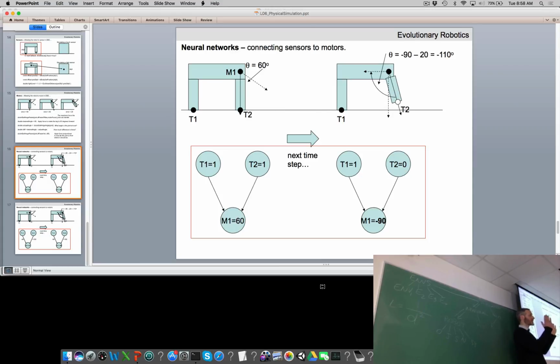Remember, the motor neurons range between -1 and +1. I'm just expanding it here over the actual range of the joint. What happens at the next time step? The joint received a desired angle of 60, so it started to rotate forward. The moment it did, at the next time step, it now receives a desired angle of minus 90. What happens at the next time step?